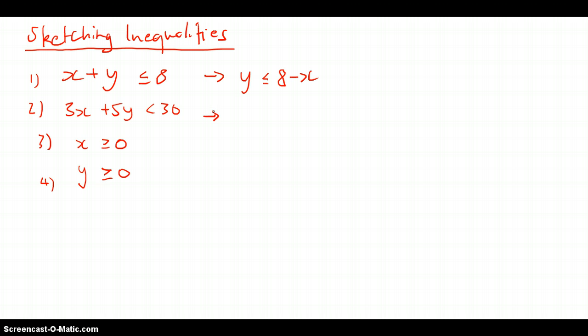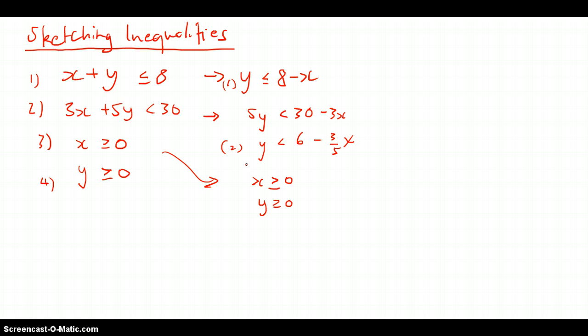Now for this next question, I'm just going to do a bit of rearranging. So we get 5y is less than 30 minus 3x, and so y is less than 6 minus 3 on 5x. And for the last two, that just stays as x is greater than or equal to 0 and y is greater than or equal to 0. So now I've got my four equations here: 1, 2, 3, and 4. I want to sketch these all on the same plane.